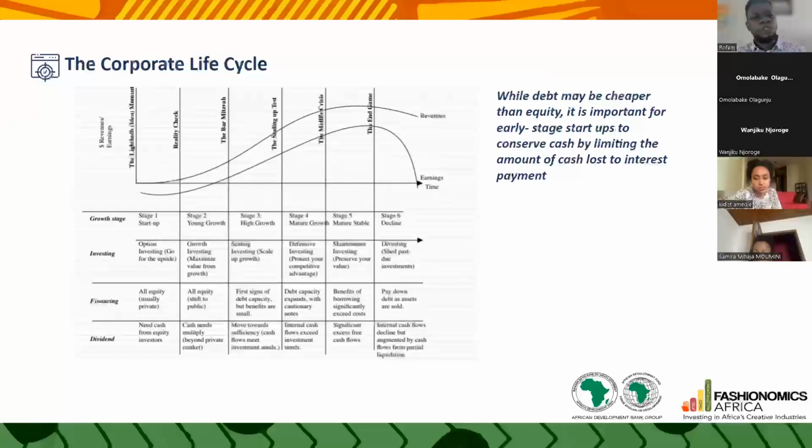So basically, like I mentioned earlier, there are different stages in the corporate life cycle, and this is a graph by Damodaran, one of the prominent professors in corporate finance, right? What he typically says is that businesses at certain stages have different funding needs. When you're at the early stage, when you are still young, you need all the cash that you can get as a business, which means you can't afford to be paying interest. So it's advisable for you to focus on equity.